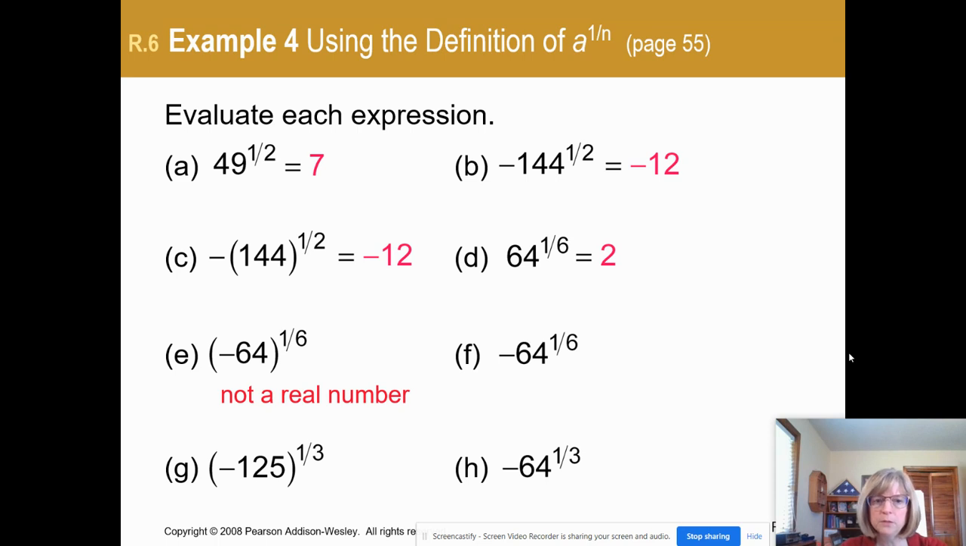It's not no solution. There is a solution. It's a complex number. It's an imaginary number, not a real number.